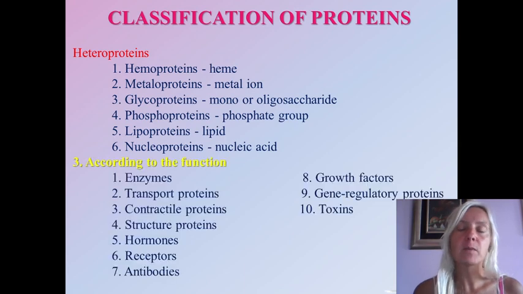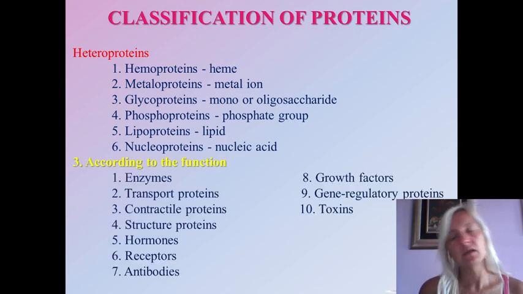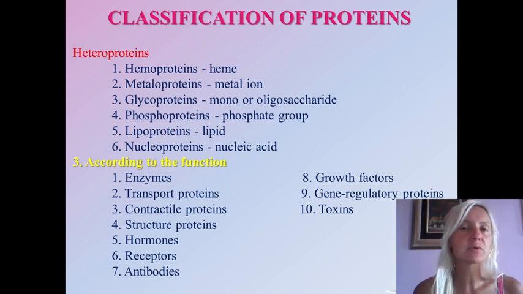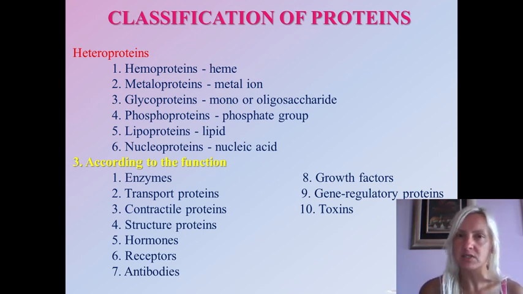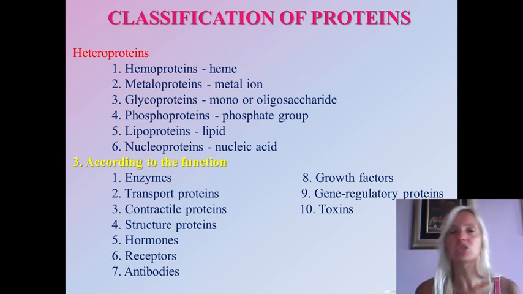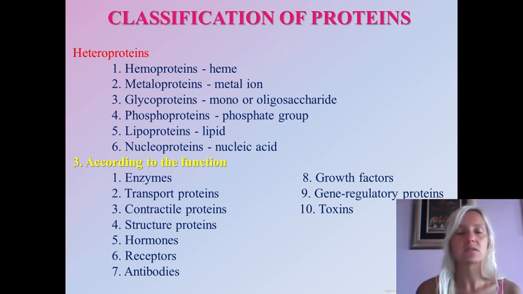The third and the final way, and maybe the most common and most favorable nowadays, is according to the function of the protein. And according to this, proteins are classified in 10 groups. So we have already mentioned some of them. Enzymes as biocatalysts, transport proteins, we mentioned hemoglobin, we mentioned transferrin, some of the proteins specified for transport of certain molecules. There are a lot of them. Contractile proteins, I think that we have mentioned actin, myosin. Structure proteins, we mentioned collagen, keratin, elastin, and so on.